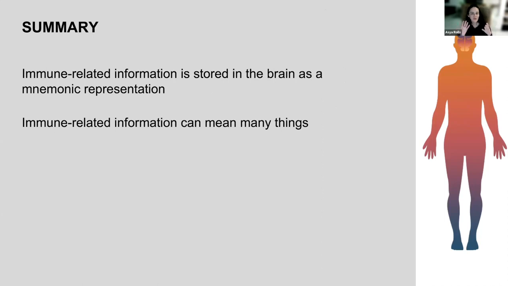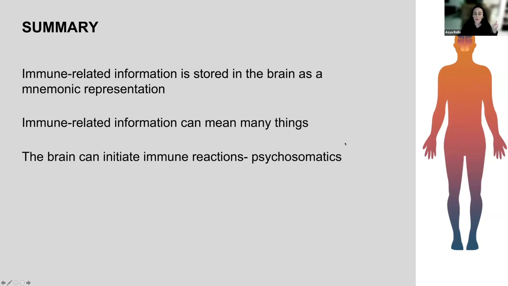Is it information about the immune response, or maybe information about the tissue? Does the brain store information in terms of anatomy, or some sort of pathways? And all of these questions, I think we need to remember that they're completely unknown. What we did show is that the brain can initiate immune reactions.